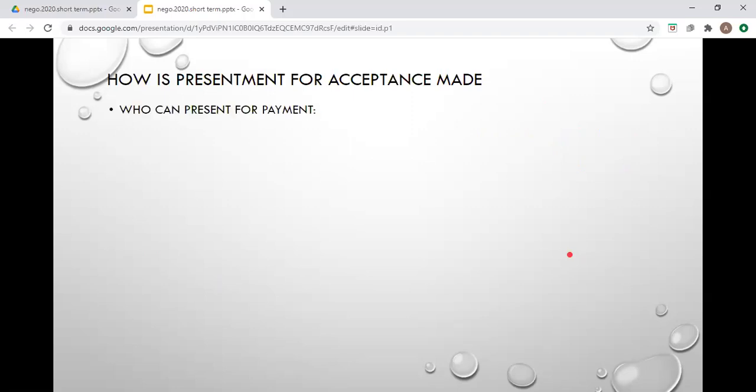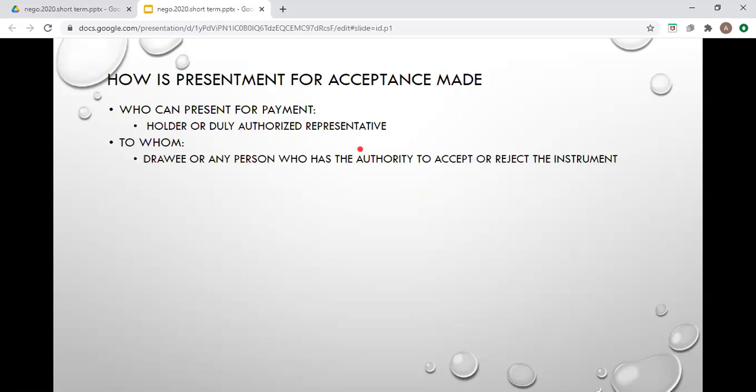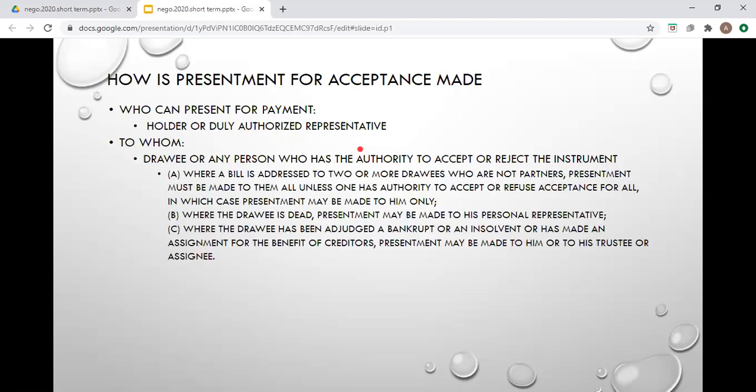Okay? So, who can present the instrument for acceptance? It shall be presented by the holder or by the duly authorized representative of the holder. So, the holder being referred to here refers to the person who is in actual physical possession of your instrument. Or, yung pinagsabihan ni holder na, oy, ikaw, punta ka doon kay drawee to present it for acceptance, then that person now will fall under this phrase, authorized representative. To whom should it be presented for acceptance? Then you have to present it to the drawee or to any person who has the authority to accept or to reject the instrument. Okay?